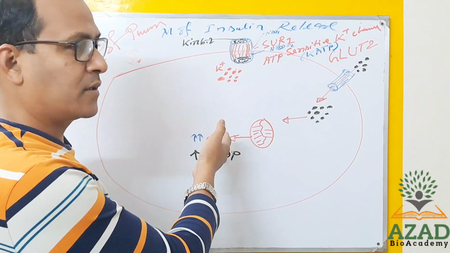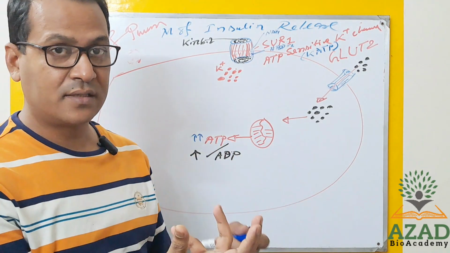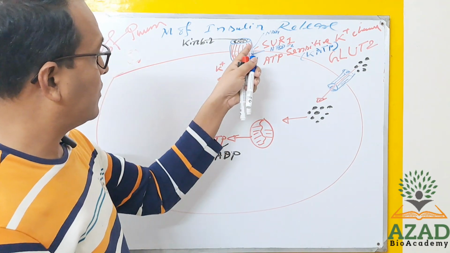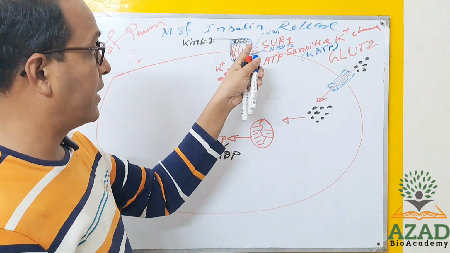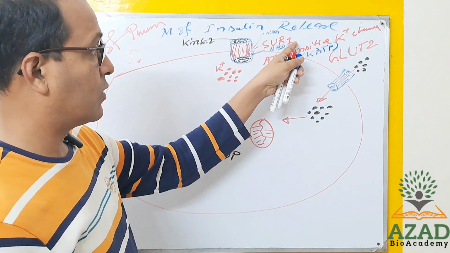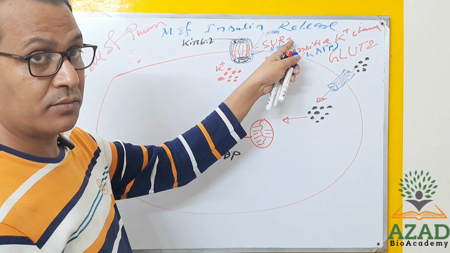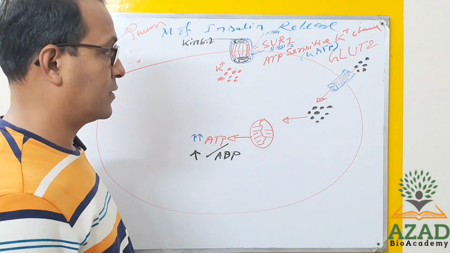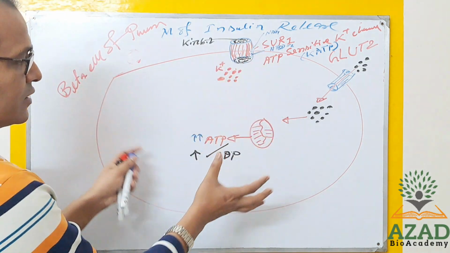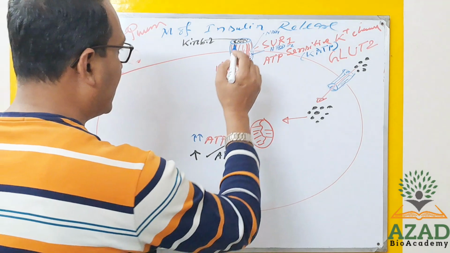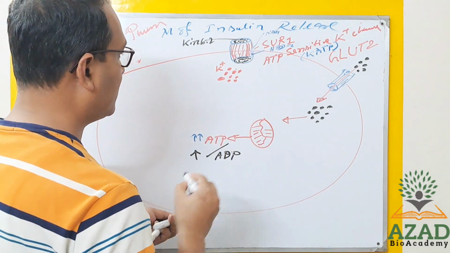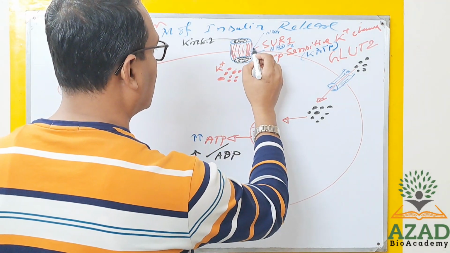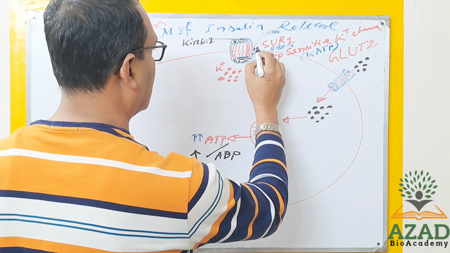ATP and ADP are nucleotides. That nucleotide will bind over there, at the binding domain of the SUR1, that is the sulfonylurea 1 subunit. It has the nucleotide binding domain. Okay, so in the resting condition, ADP will be there.